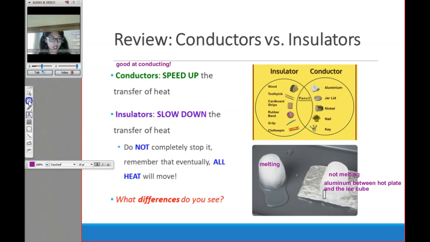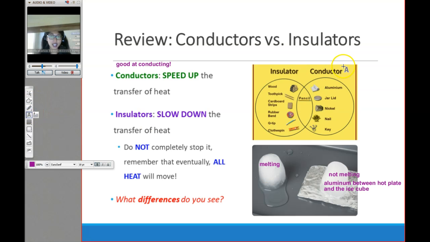Is aluminum an insulator or a conductor? Yeah, it is actually considered a conductor, but you can see here that it is slowing down the transfer of heat as opposed to just it being completely on the actual hot plate.